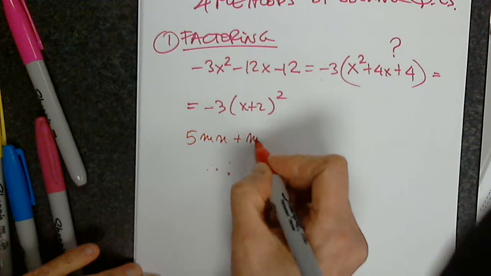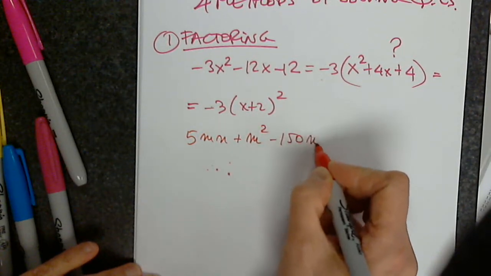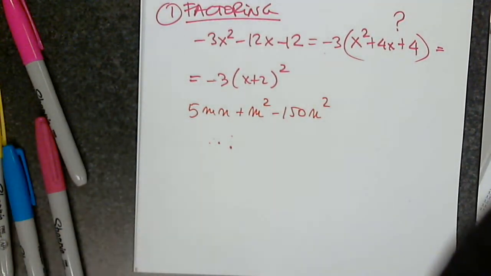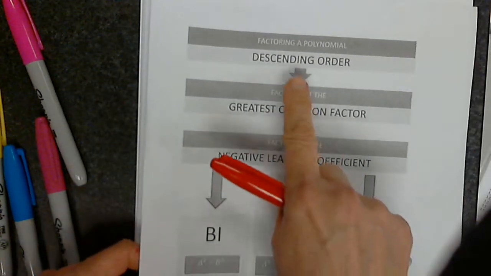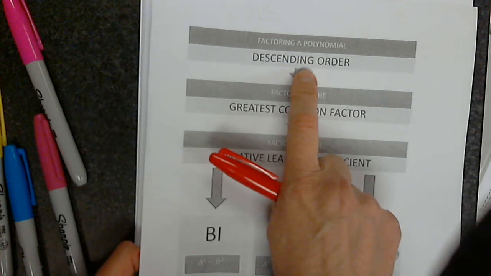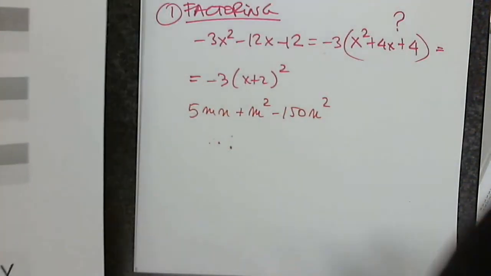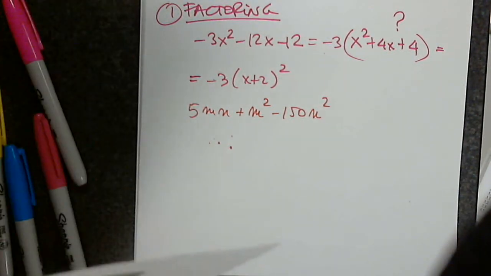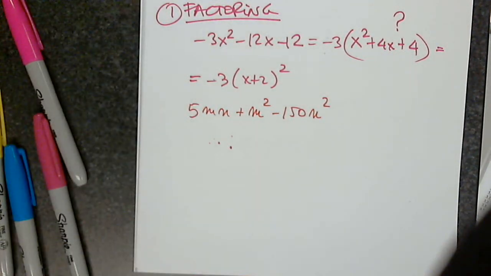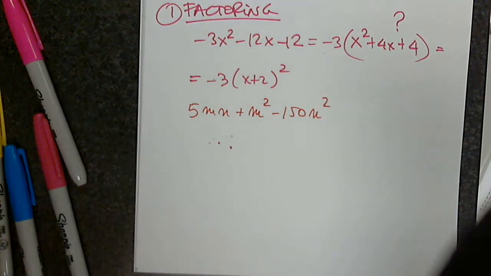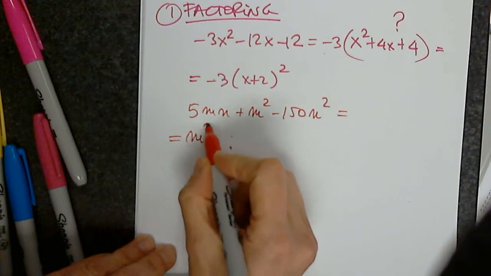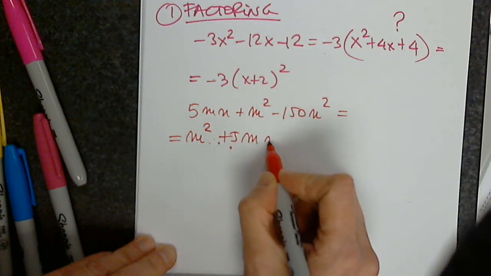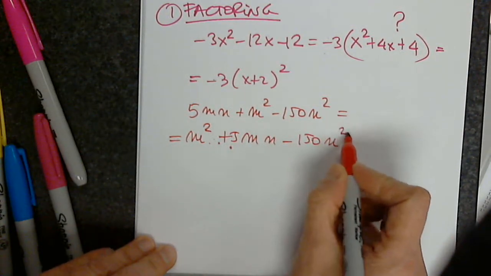So we have 5mn plus m squared minus 150n squared. Again, back to my strategy. I have to present descending order. And you could say, wait a minute, I see m and n. Which one do I pick? Well, it's normally m then n, unless I'm told such and such variable is more important than the other. But I'm not. So I'm going to rearrange it in terms of m. M squared plus 5mn minus 150n squared.